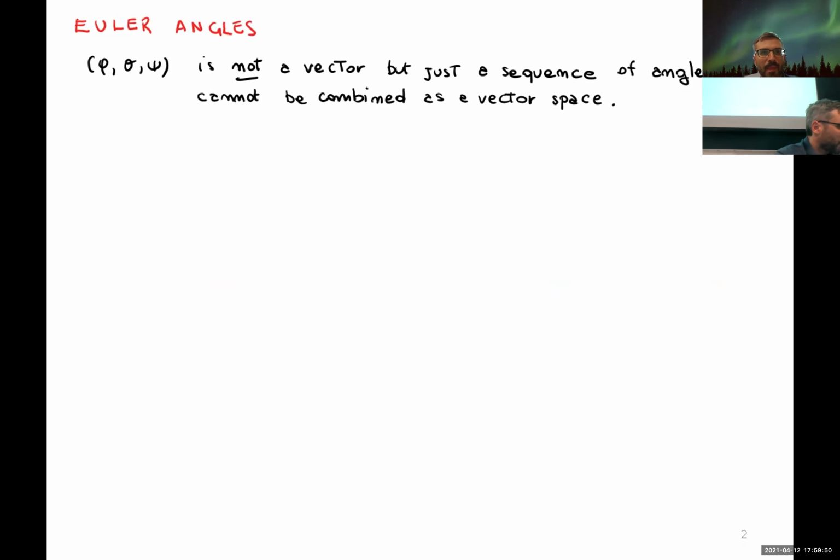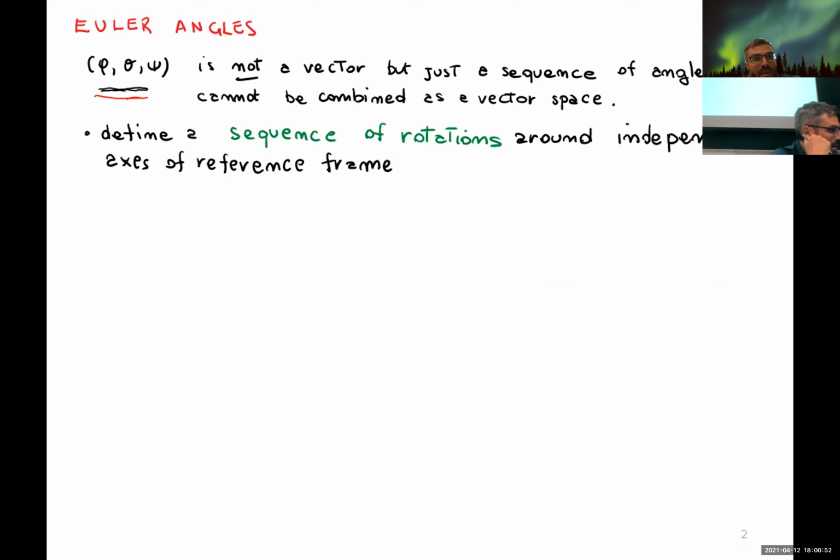So the set of Euler angles is a set of three angles that you use to represent the orientation of a frame. And this set of angles is not a vector, just a sequence of angles. Why? Because it is not part of a vector space, so you cannot sum two sets of angles and obtain another set of angles.